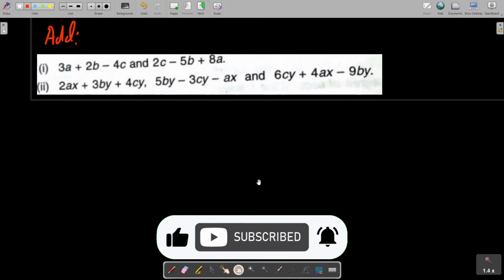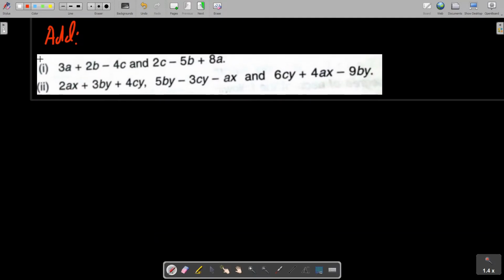So first we have addition. I'll start with the first question. Here we need to add 3a plus 2b minus 4c and 2c minus 5b plus 8a. Now the first thing we have to do is group the like terms together. First, let's try the row method.